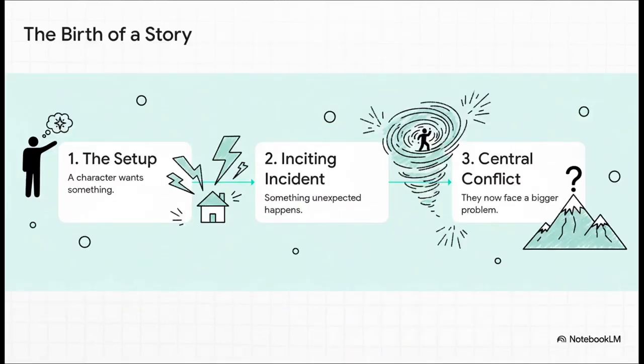So, let's just zoom out for a second. What have we really seen here? Well, it's a simple but incredibly powerful formula for how basically all stories are born. First, you have a character who wants something. Second, something totally unexpected happens to mess up their plans. And third, because of that, they now have to face a much, much bigger problem.